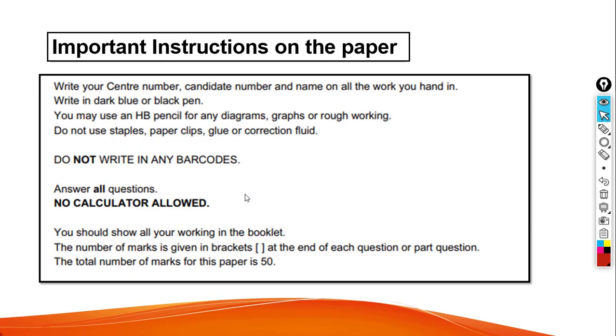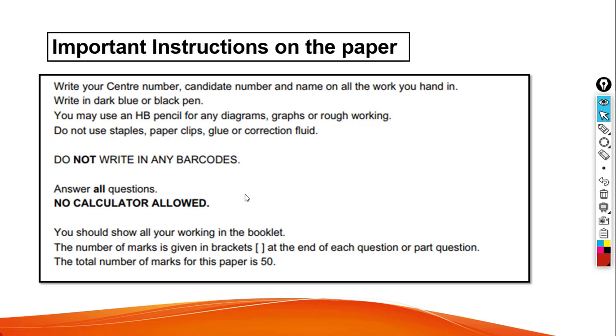So there are a few important instructions on the paper, such as you will need to write your center number, your candidate number, and name on all the work you hand in. You will need to write in dark blue or black pen. You may use an HB pencil for any diagrams, graphs, or rough working. You're not allowed to use staples, paper clips, glue, or correction fluid.